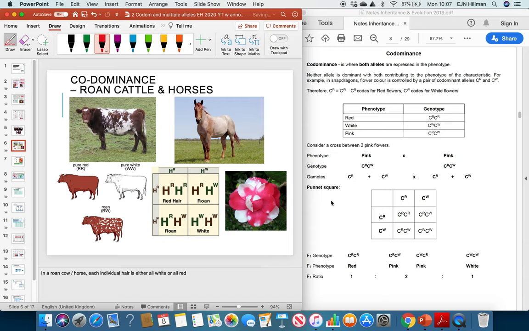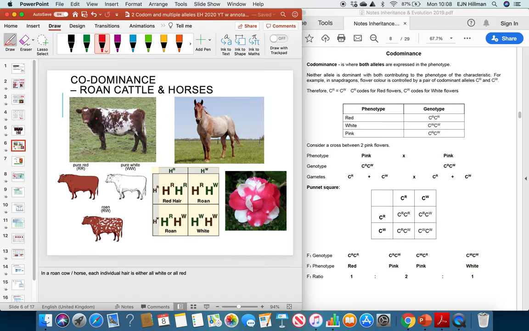Okay, so some examples here. This is codominance. In fact, this is true codominance, where both of the alleles produce phenotypes, and we see these in roan cattle and roan horses. So, pure breeding red cattle and pure breeding white cattle would produce this roan pattern. It's a little bit confusing here because I think these are two bulls, but anyway.